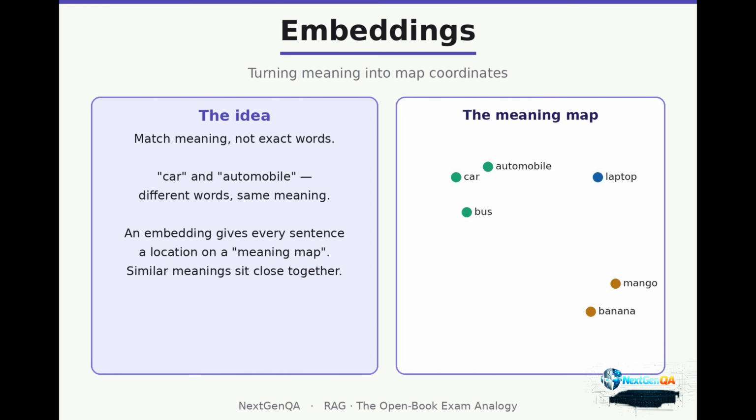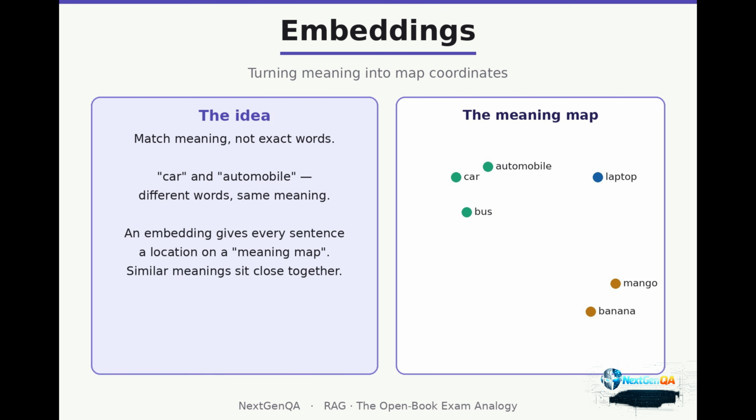Embeddings. This is the box that scares beginners the most. So let us make it very simple. Here is the problem embeddings solve. In our open book exam, Ravi needs to find the right page. How does he search? If he only searched for exact words, he would fail often. Imagine the question uses the word car, but the textbook's chapter uses the word automobile. Same meaning, different word. A plain word match would miss it.